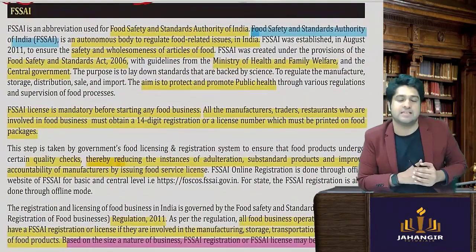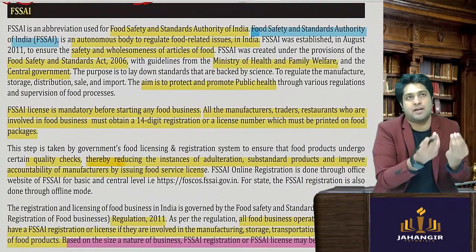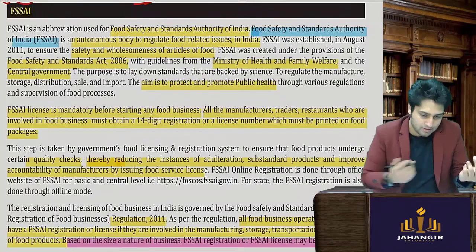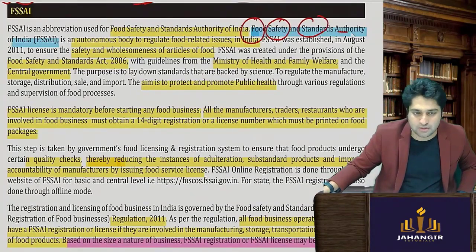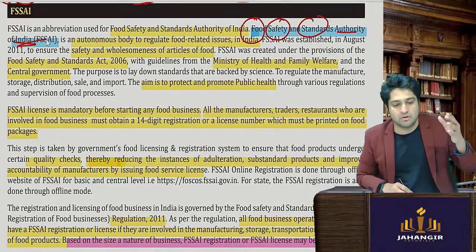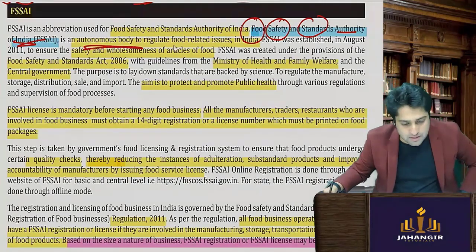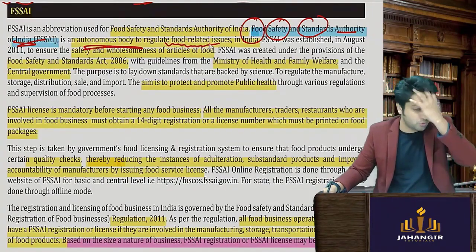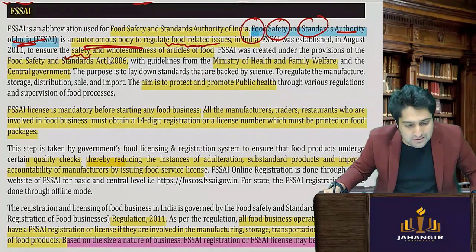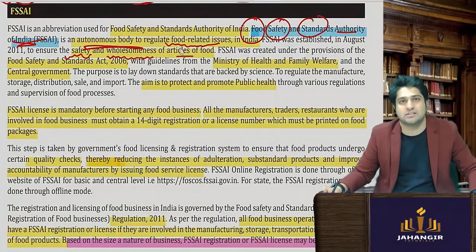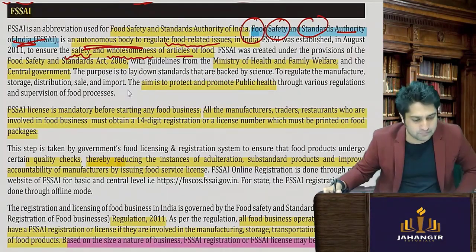Now coming to FSSAI. Now first of all, people don't know the full form of FSSAI. It's your Food Safety Standard Authority of India. Now Food Safety Authority is an autonomous body, meaning a supreme body, which regulates food related issues where we ensure that there is safety of food and there is a wholesomeness of food articles. Food should be safe and wholesome, means it should be complete, healthy.